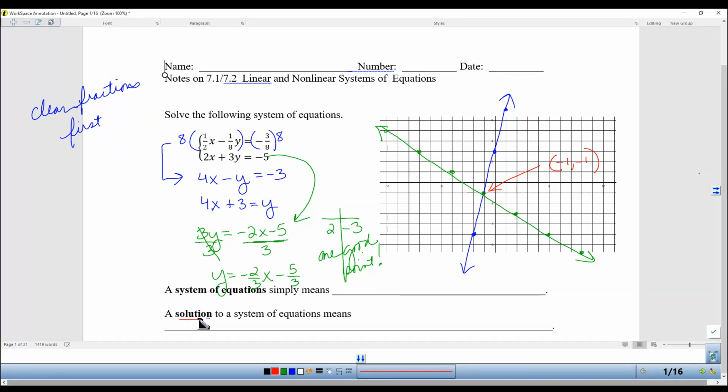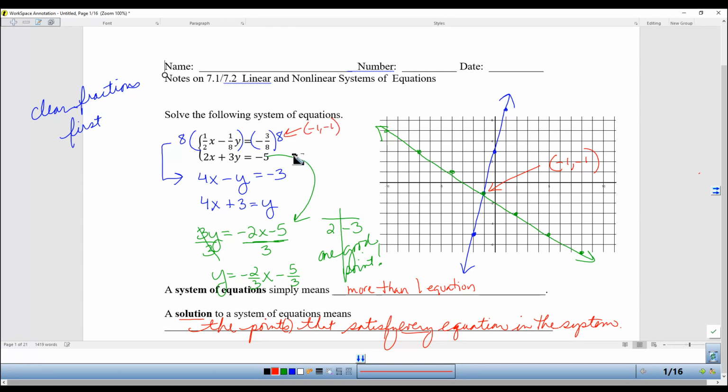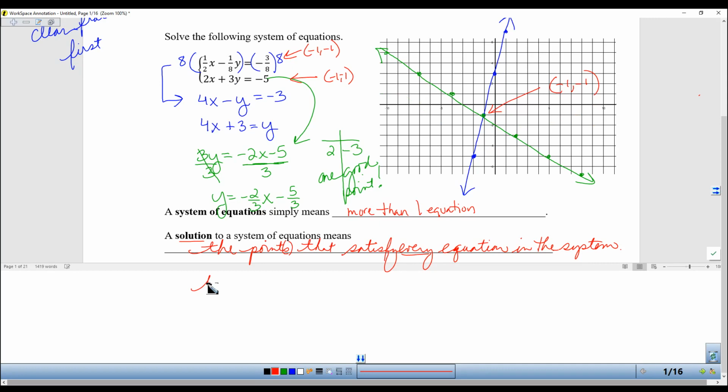That is called the solution to a system. So first off, a system of equations simply means more than one equation. And the solution to a system of equations means the point or points that satisfy every equation in the system. That is the algebraic definition. So if I put -1, -1 into this equation, it should work. And if I put -1, -1 into this equation, it'll work. It's the only point that works for both of them. That's what makes it a solution. But graphically, it's the point of intersection.